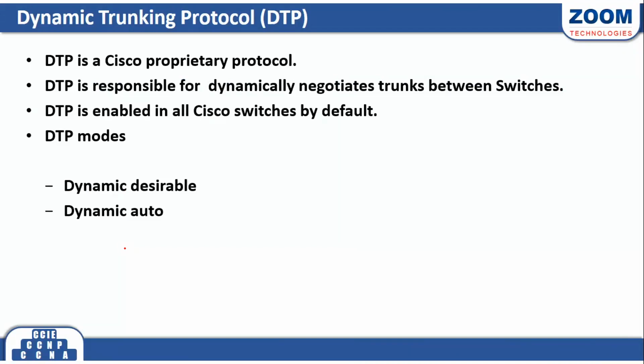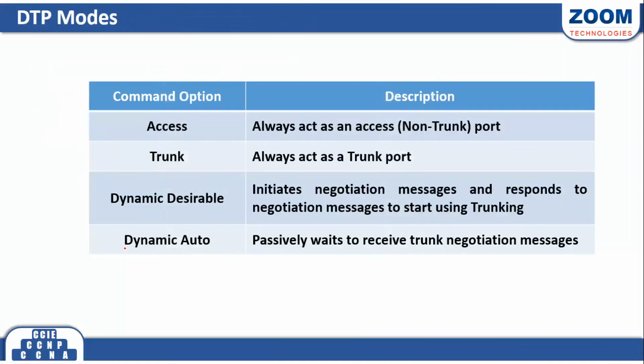Here you can understand this concept clearly. There are four modes on each port: access port, trunk port, dynamic desirable, dynamic auto. For every Cisco switch, the default mode is dynamic auto. It means passively waiting. It is waiting to receive negotiation messages to form a trunk.